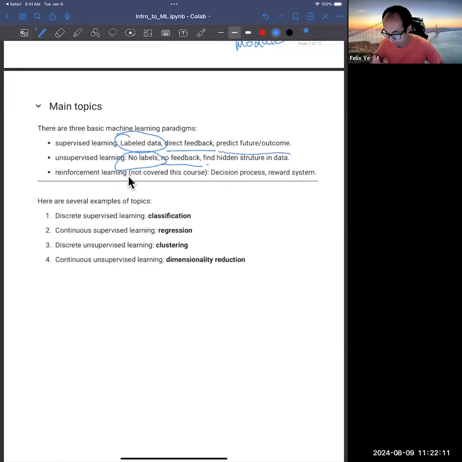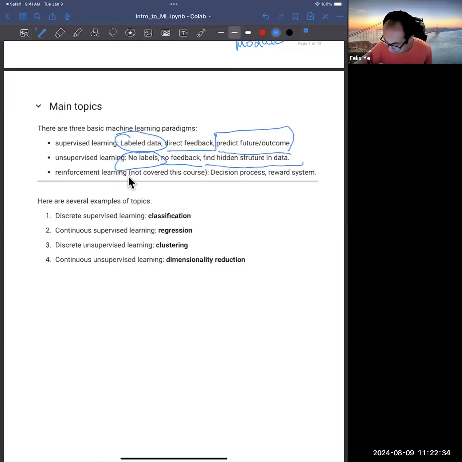Also for supervised learning, we can predict future outcomes. Basically, we can predict how accurate and how good it is. So we can talk about accuracies and a lot of other metrics that you'll be interested in.